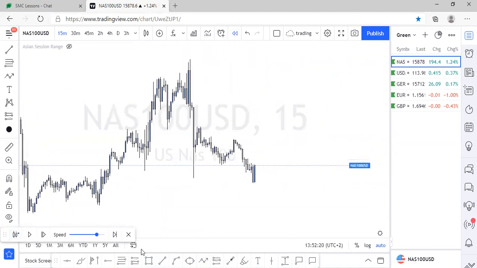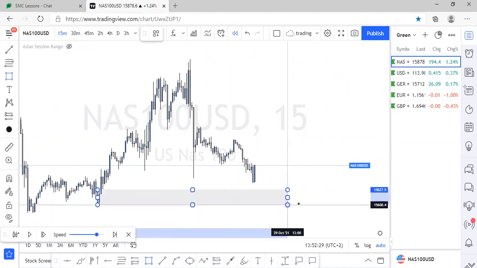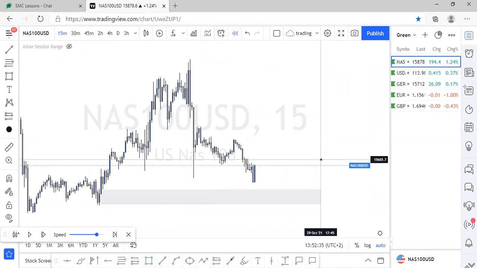So now in this market, let's mark our order block. Our order block is going to be this candlestick here, the last candlestick there. It's going to be our order block. You got a point.